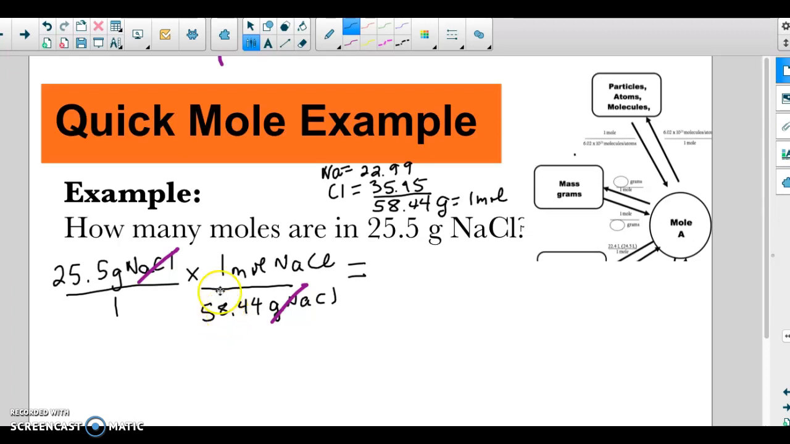When I do the sig figs here, this doesn't have sig figs. It really has infinite because it's not a measurement. So I have 3 here, and I want to end with 3. So I get 0.436. Those are my 3 sig figs, moles of sodium chloride.